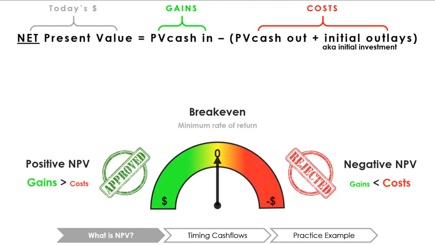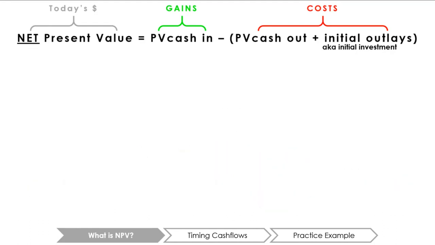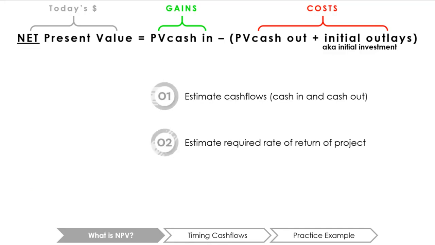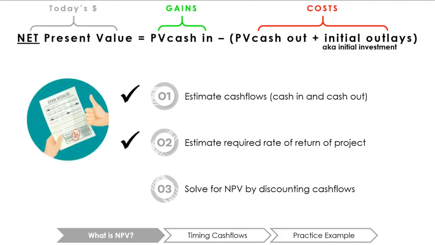In order to calculate the net present value of a project, we have to first estimate cash flows, second, estimate required rate of return, and third, discount our cash flows to solve for net present value. In practice problems and tests, the information from steps 1 and 2 is given to you. In a real-life scenario, you'll have to estimate these based on forecasts and market interest rates.